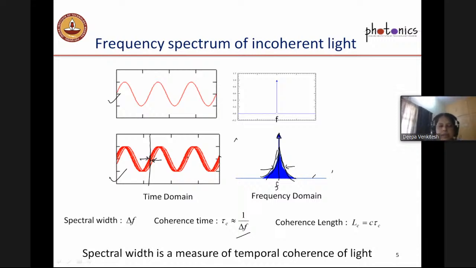But what I can tell you is that the coherence time is related to 1 over delta f, whereas coherence length is the length over which this coherence can be maintained. And so it is nothing but the speed of light times the coherence time, right? So if you can get the information in the spectrum, that is a measure of temporal coherence, and also you can now get an idea of what the spatial coherence of light is.